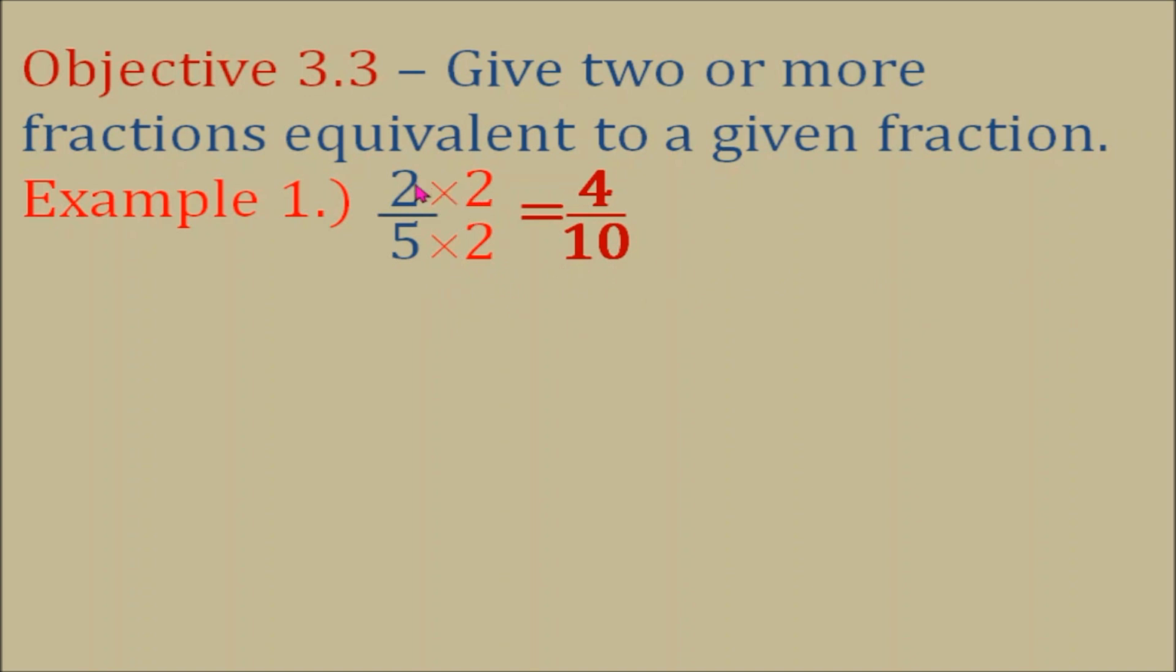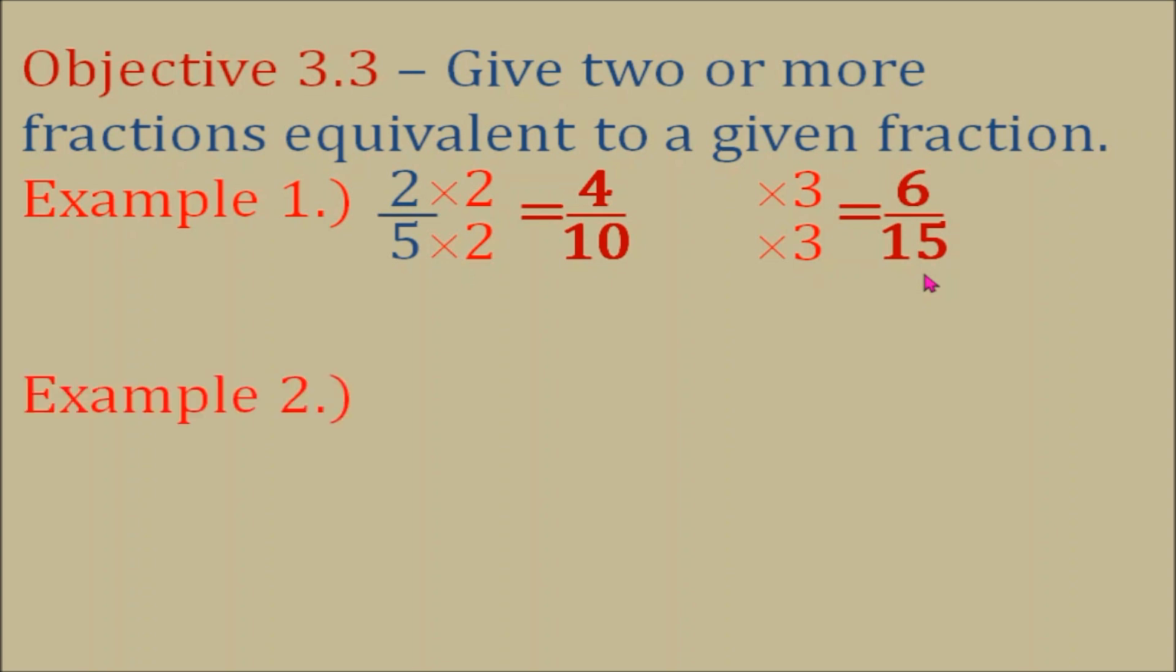Or if we multiply both the numerator and the denominator by 3, we will have 2 times 3 is 6, and 5 times 3 is 15. 6/15 is equal to 2/5. So this means 2/5, 4/10, and 6/15 are equivalent fractions.